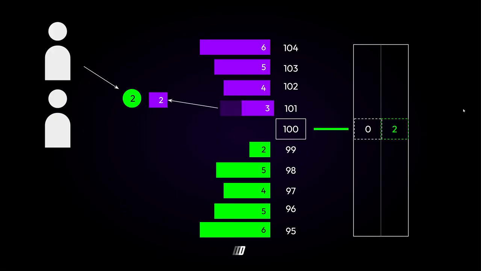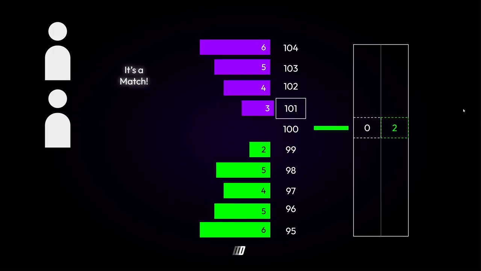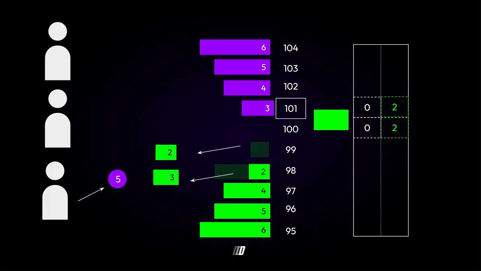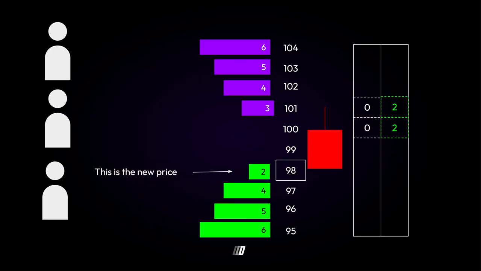Another one comes, takes 2 contracts at 101. It's a match. Price moves up, and we put those 2 contracts here. Big 5 contract order placed by an aggressive seller eats those 2 contracts at 99, those 3 contracts at 98. So we place that 5 contract, now that this is the new price, 2 that were filled here and 3 that will fill here, and 0 here, of course.